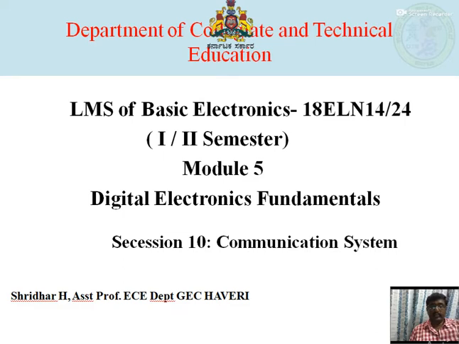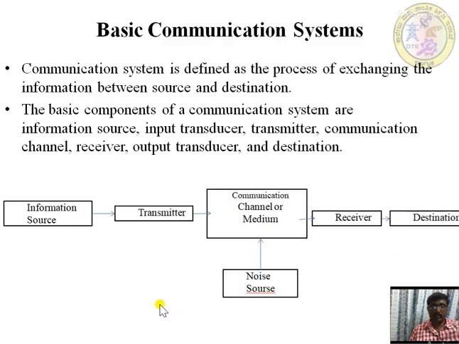Today we are going with Module 5 of Basic Electronics, Digital Electronics Fundamentals, Session 10, that is Communication Systems. Okay, so basic communication systems. What is communication? A communication system is defined as the process of exchanging information between source and destination. Communication means we are exchanging information between the source and destination. I am giving some information and you accept it. That is known as communication.